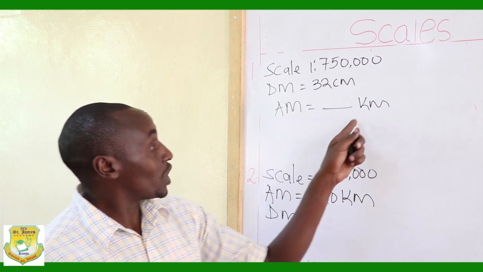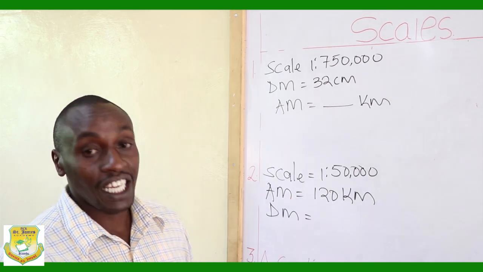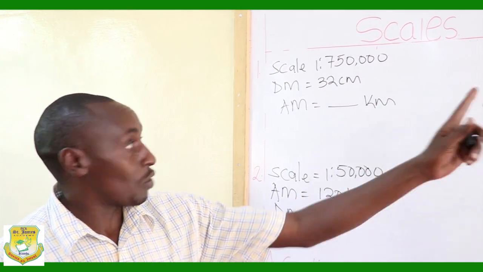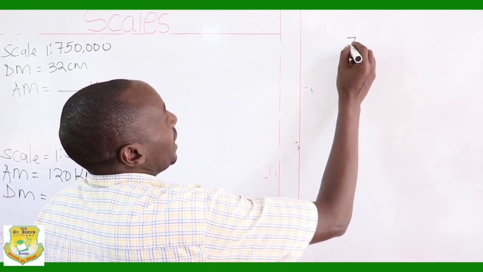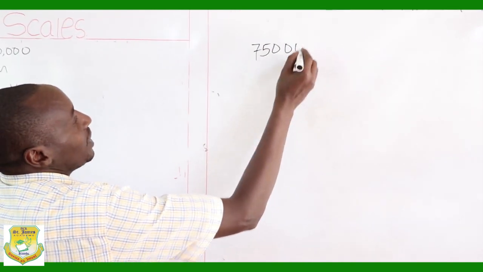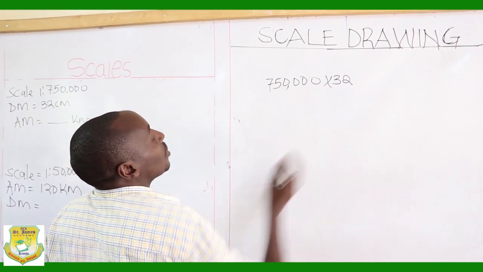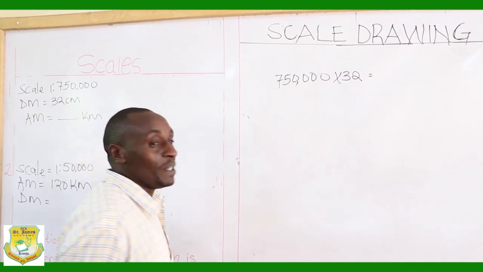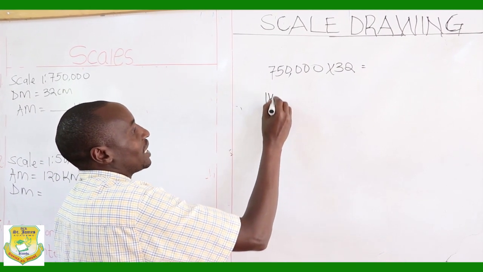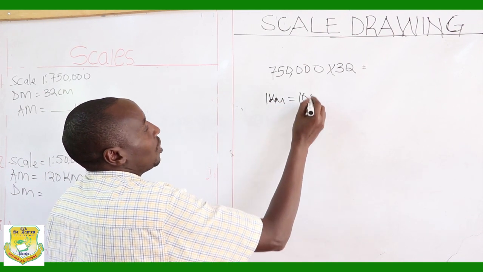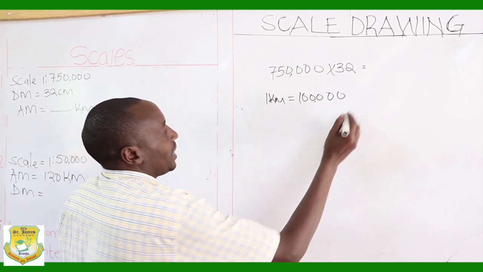We know that for us to get the actual measurement, we normally multiply the scale times the drawing measurement. So we are going to work it out here. We take 750,000 and multiply by 32. Whatever you get will be in centimeters. And we know 1 kilometer is equal to 100,000 centimeters.